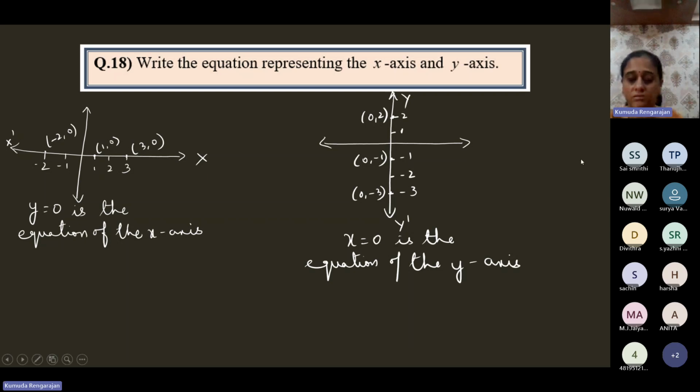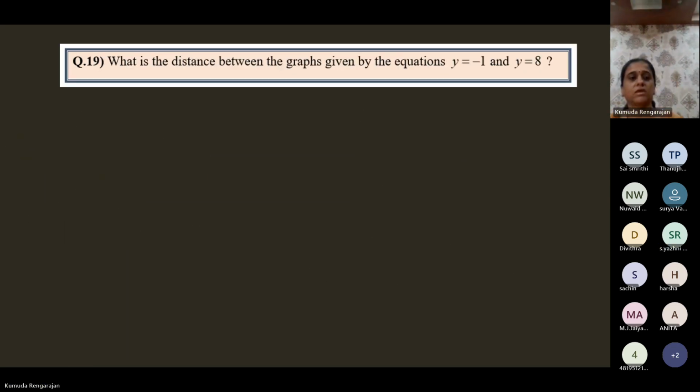Very good. Next one. What is the distance between the graphs given by the equations y is equal to -1 and y is equal to 8?